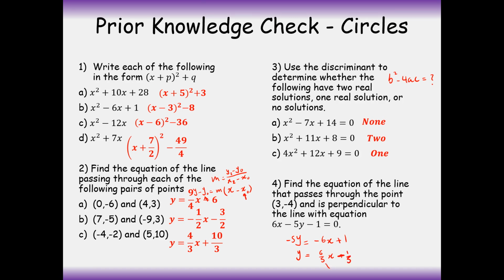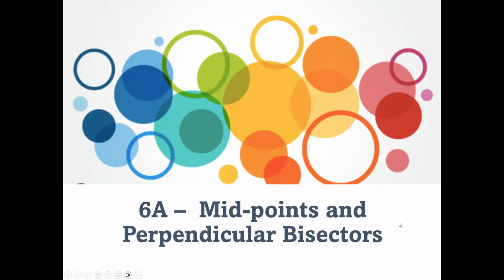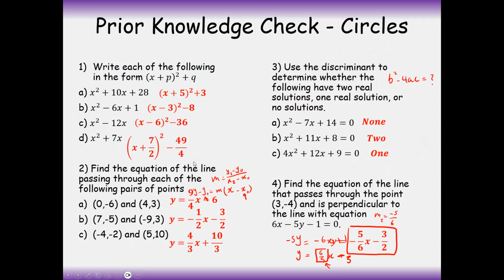Then this gradient 6 over 5 is telling us the perpendicular line to it. The gradient perpendicular to 6 over 5 would be minus 5 over 6, and so on. You substitute into the equation and you will find y equals minus 5 over 6 x minus 3 over 2 is the equation. So I'm gonna pause the video here, see you in the next video.